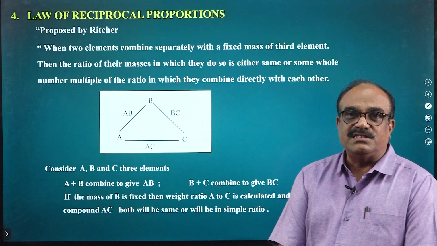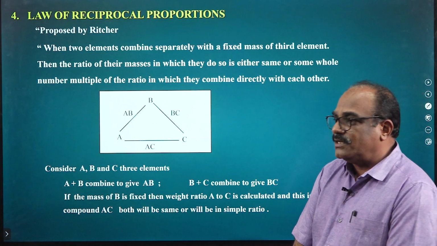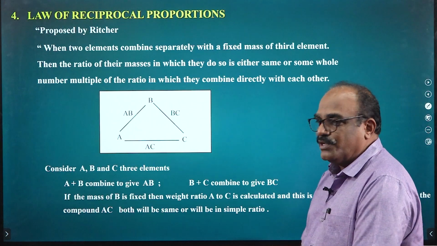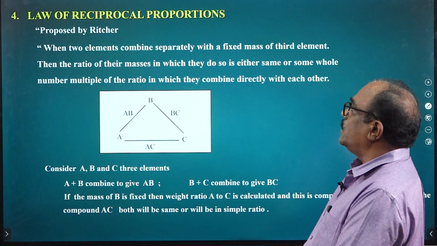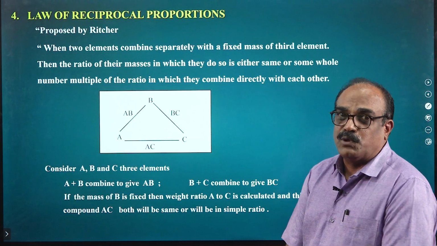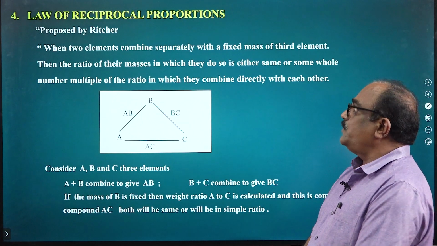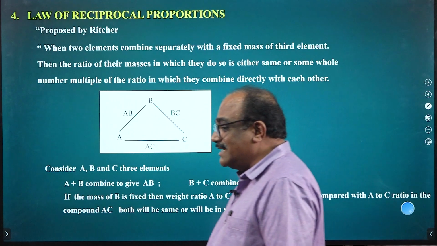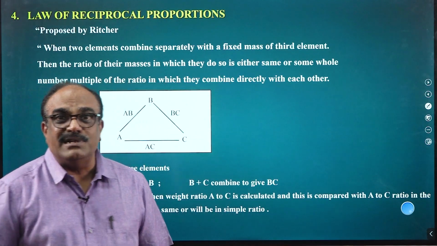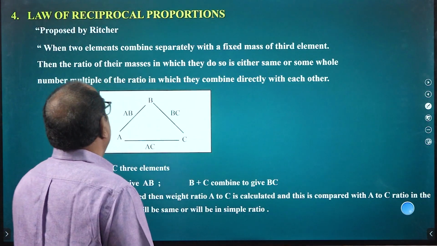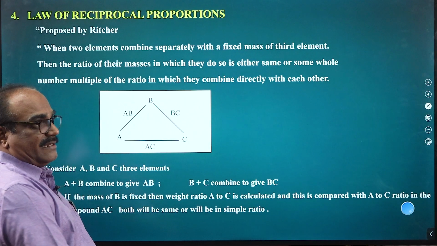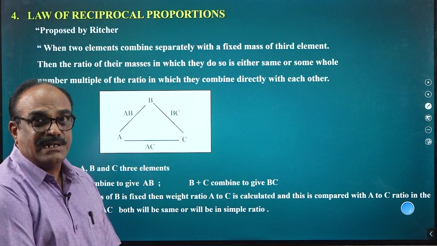Okay. After the third law, a little bit complicated case we are going to consider. This is usually called the law of reciprocal proportions. The law of reciprocal proportions was proposed by Richter, and this law states that when two elements combine separately with a fixed mass of a third element, hypothetical elements are being taken.